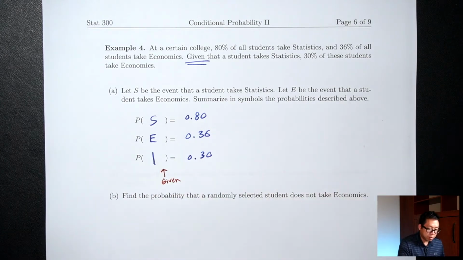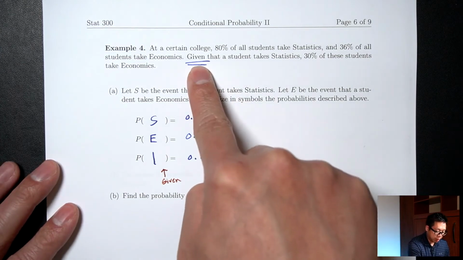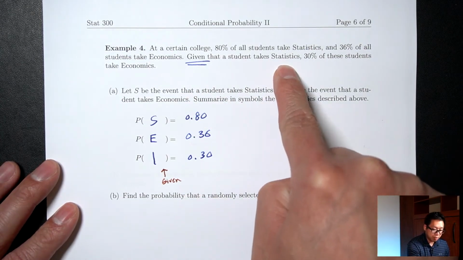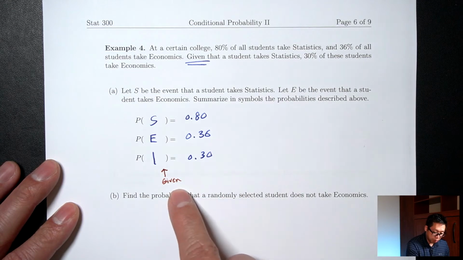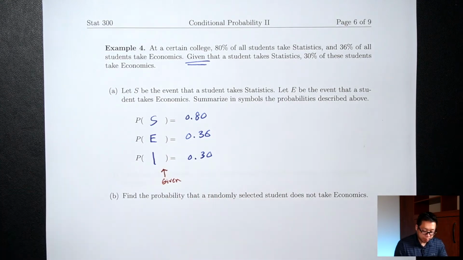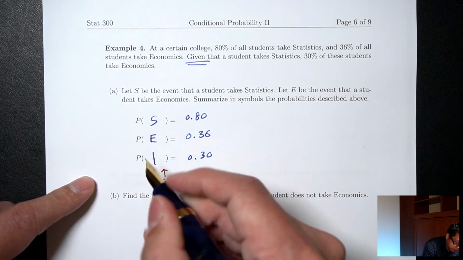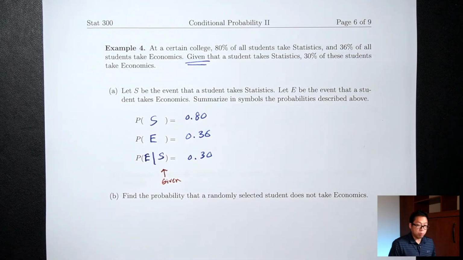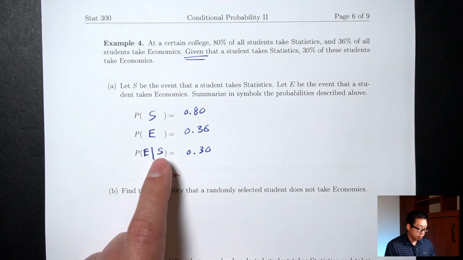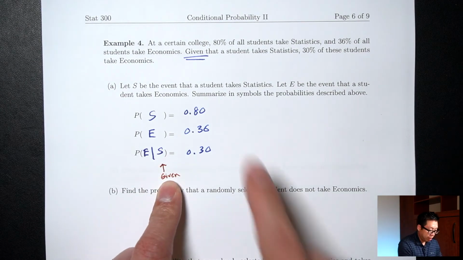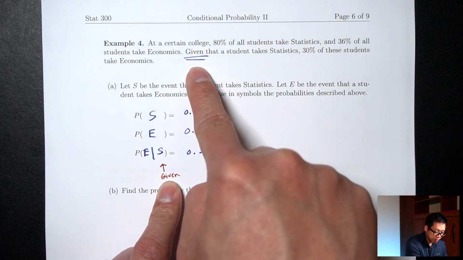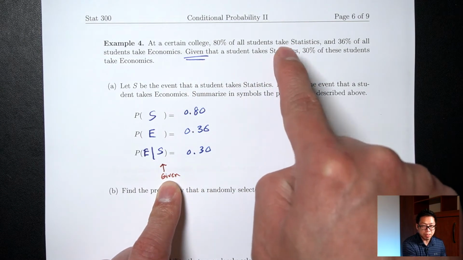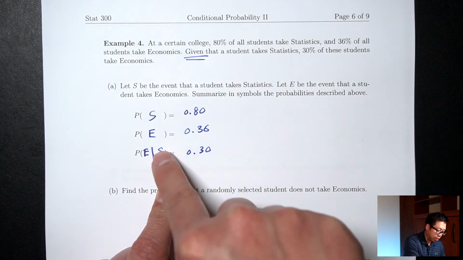So in this sentence, what's the given? Given statistics. Okay, so statistics is the given part. That goes second, which means the E goes first. So be careful with the order there. So S is second because it's the given part. And in my sentence here, it says given statistics. So statistics is the given part. It goes in the second slot.